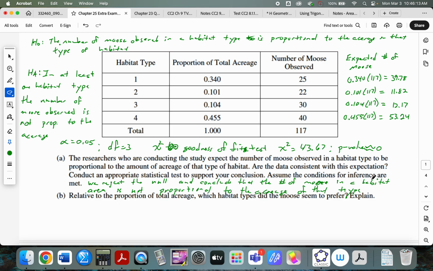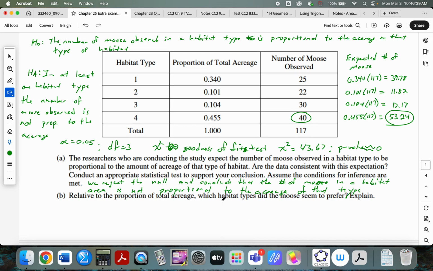All right. Then, relative to the proportion of total acreage, which habitat types did the moose seem to prefer? The fourth one, because it's the most. No, not quite. Oh, you have to compare it to the expected. We expected 53.24 in that one, but we only have 40. So you have to find the difference. It's the one that's closest to the actual observed.